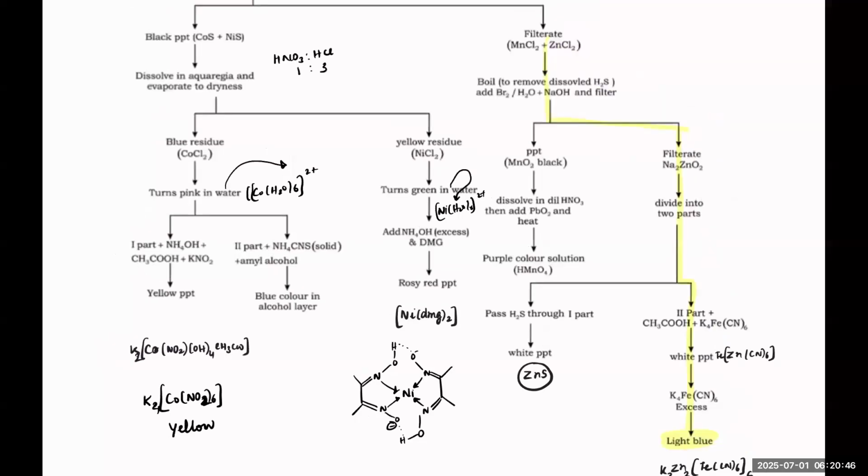Now, if the filtrate is boiled, just to remove any H2S in case there is, and then you add bromine water and NaOH again. Bromine water and NaOH will oxidize the manganese into Mn plus 4. That is, it will become MnO2, a black color PPT, but zinc will remain in dissolved form only. So zinc will remain in the filtrate, but the manganese will become a PPT. And in that PPT, if you add dilute HNO3 and PbO2, it will become more oxidized and convert into HMnO4, which is a purple color solution. And zinc on passing H2S will convert into a white PPT of zinc sulfide.